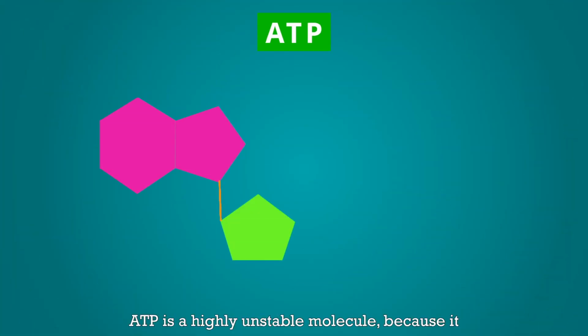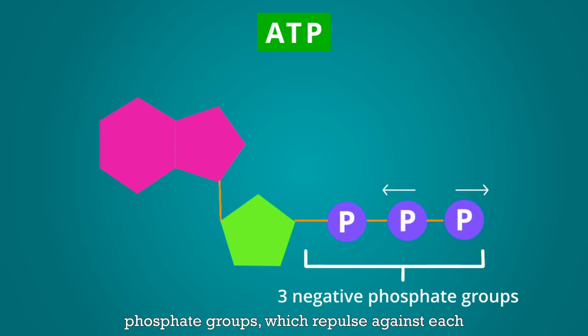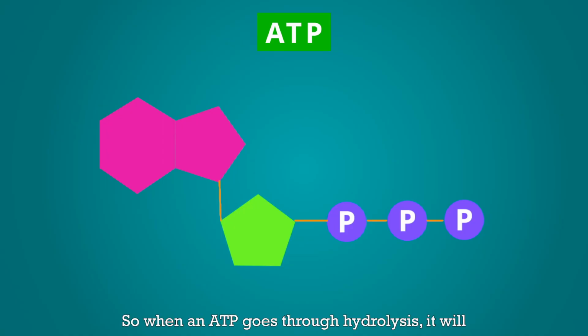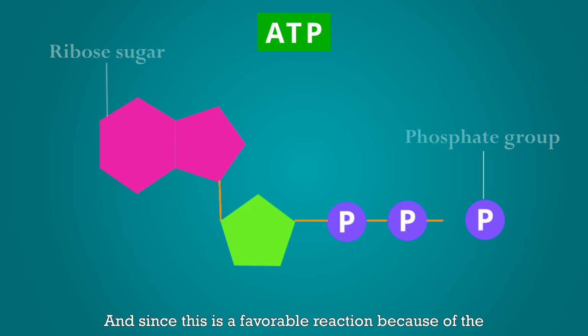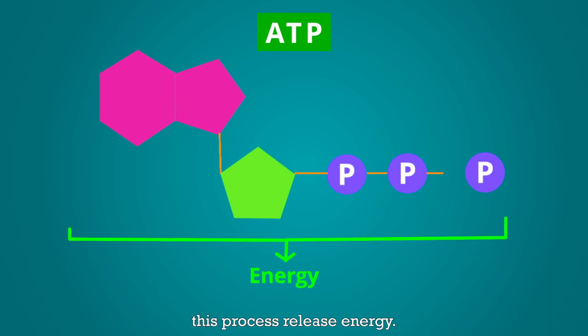ATP is a highly unstable molecule because it consists of 3 negatively charged phosphate groups which repulse against each other to produce a high-energy bond called the phosphoanhydride bond. So when an ATP goes through hydrolysis, it will lose the phosphate group furthest away from its ribose sugar. Since this is a favorable reaction because of the repulsion between the negative phosphate groups, this process releases energy.